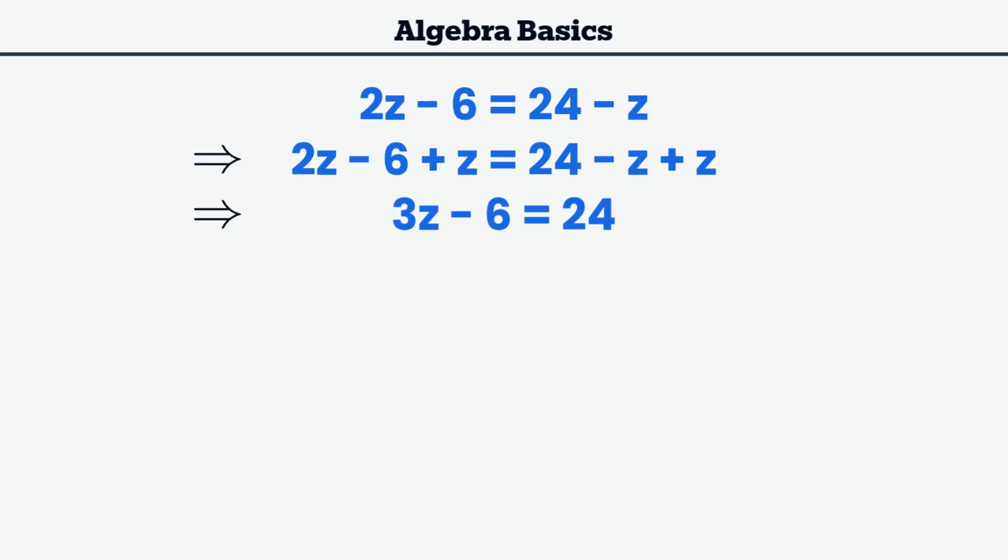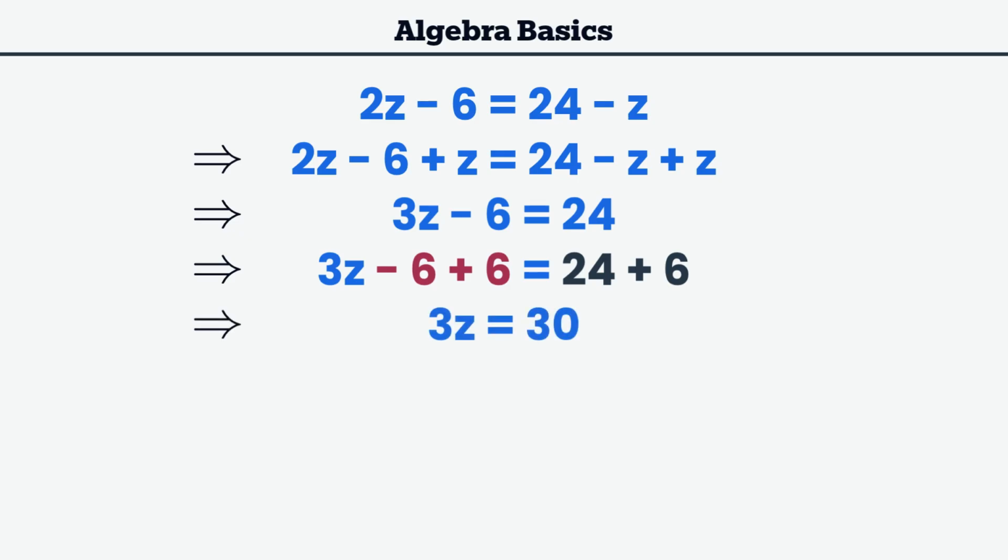Next, we want to get rid of that negative 6. So we add 6 to both sides. On the left, negative 6 plus 6 cancels out. On the right, 24 plus 6 is 30. So now we have 3z equals 30.